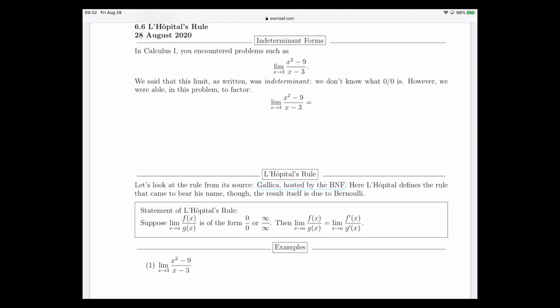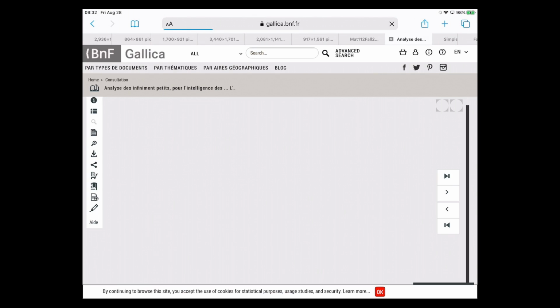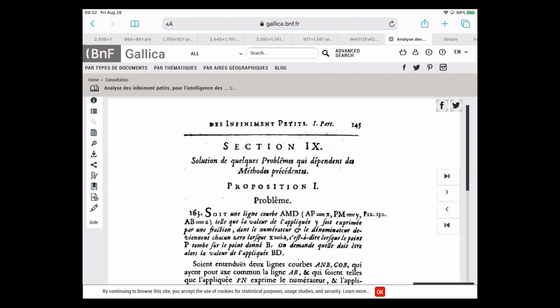You've got some other work to do, either factoring, some other algebra magic, or as we're going to learn today, this handy dandy trick called L'Hopital's rule. Now, if we want to learn about L'Hopital's rule, me being a historian, let's learn about L'Hopital's rule from L'Hopital.